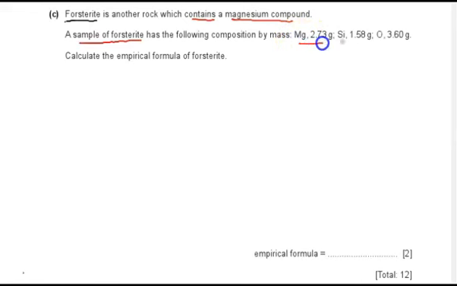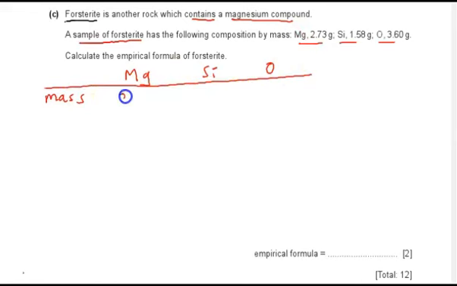We have magnesium, silicon, and also oxygen. Okay, to build the empirical formula, so we put Mg, silicon, and oxygen. Okay, first we put this mass. Okay, we can put a table here. So we just write it down, 2.73, and this is 1.58, and the oxygen here is 3.6.